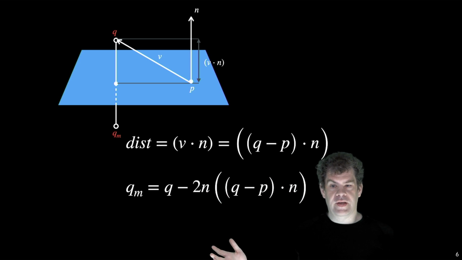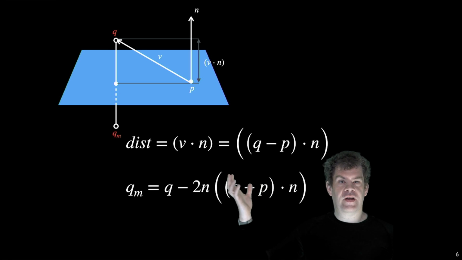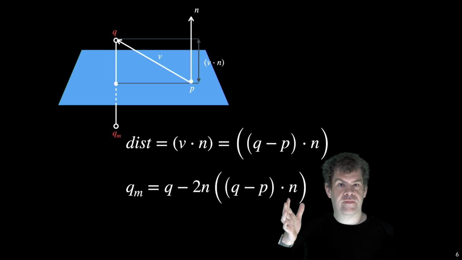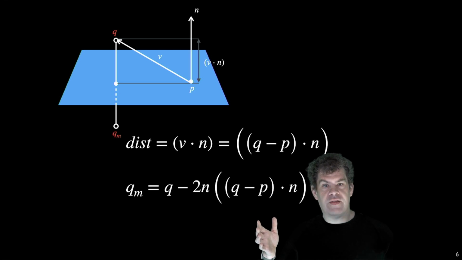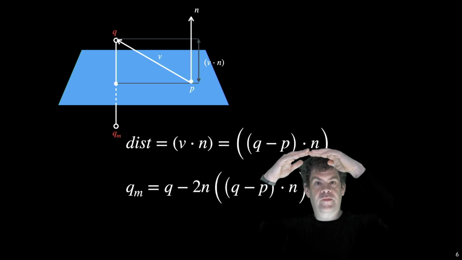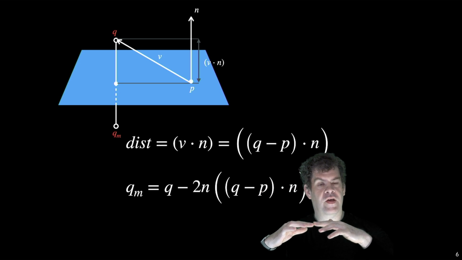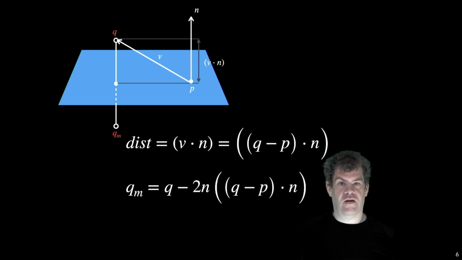Next one is, what is QM then? Well, QM is simply starting at Q, taking twice that distance, which is the distance from one side to the other, and the distance on the other side, and multiplying that with the negative normal. So we start at Q, we subtract the normal once, which means we're now on the surface, and then subtract it another time, so we're now on the other side of the mirror. So that's the computation we need to do to figure out QM.